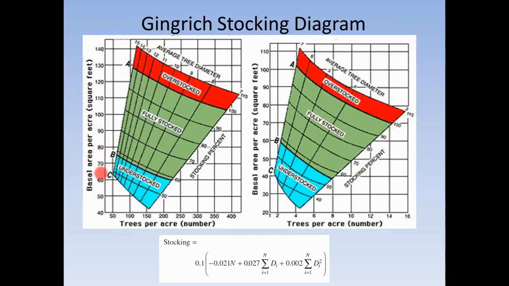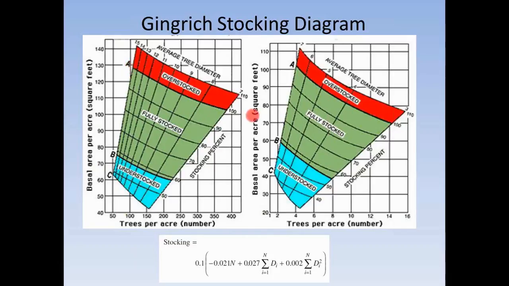The Gingrich stocking diagram also has a C line. So this understocked range, there's sort of understocked and there's really understocked. The idea here is if you're between the B and C line, the expectation is within 10 years, you're going to grow from the C line to cross the B line. So you may be understocked now, but you'll reach fully stocked within 10 years. So a couple things here.